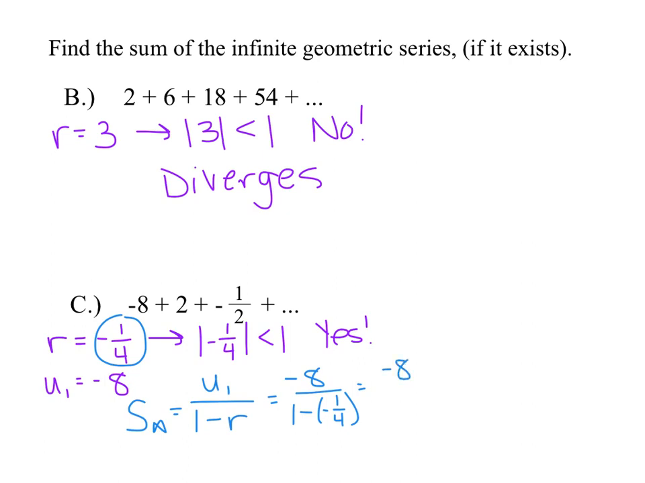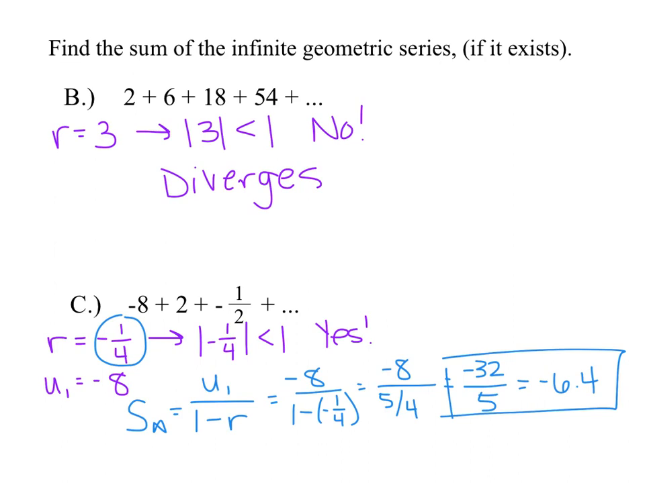So we have -8. Again, you can use your calculator. I'm just going to do this by hand. Minus a negative is like adding a positive. So 1 plus 1/4 is going to be 5/4. And when we multiply by the reciprocal, you would get -32/5. Or if you do that on your calculator, -6.4. So that is converging. This series is converging to -6.4.